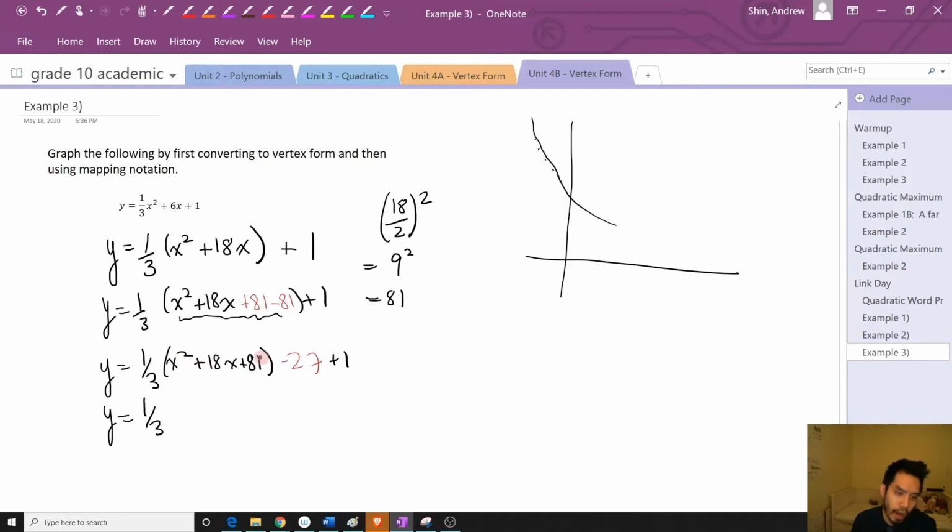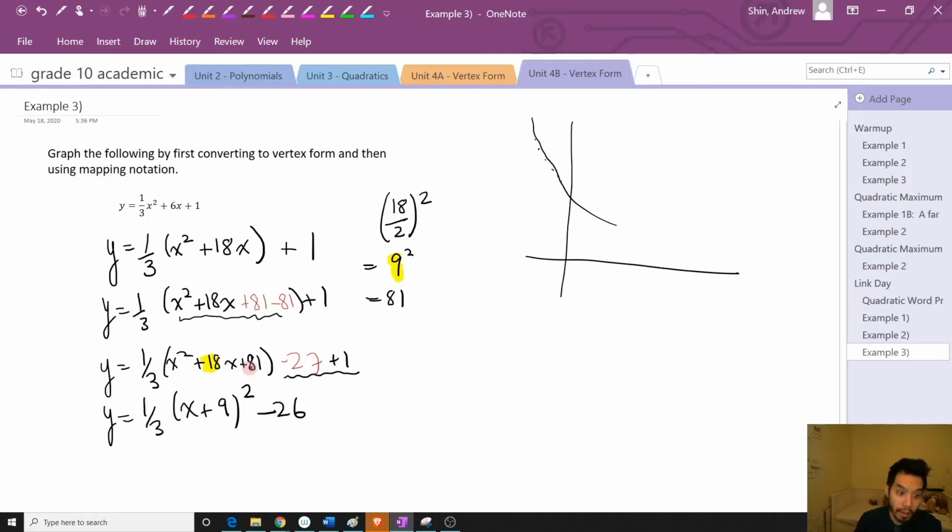And we're going to have to factor this. So find two numbers that multiply to 81 and add to 18. So that's going to be 9. And again, you can always use a trick and remember that this value here is half of 18, and 9 squared will also give you 81. So that number will always appear in the final factored form of the perfect square trinomial. And now we simplify this. Negative 27 plus 1 is going to be minus 26.